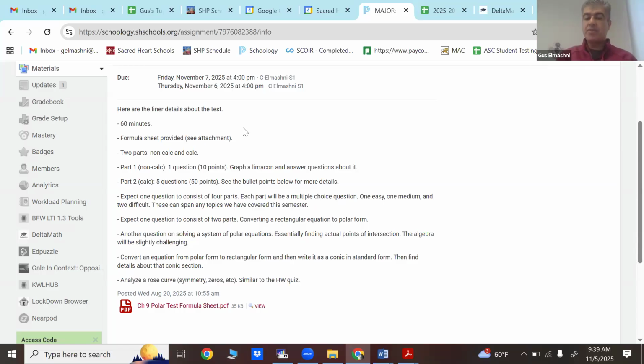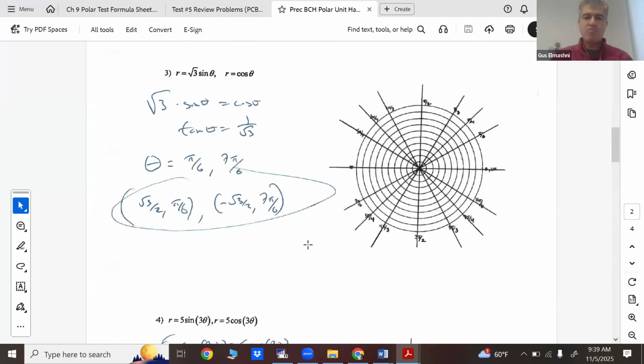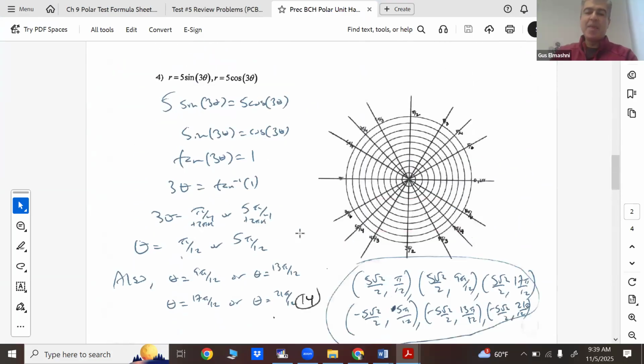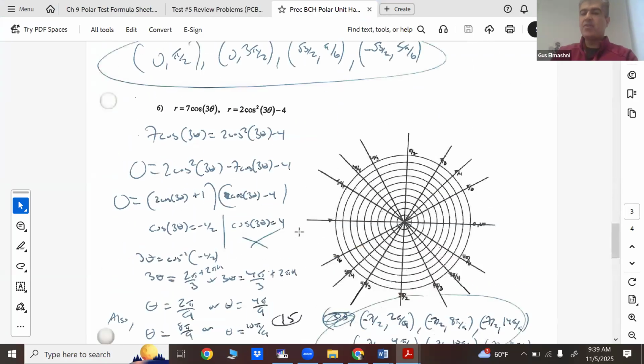Another one will be a system of polar equations, just like we had in the homework. Essentially find exact points of intersection. The algebra will be slightly challenging. What I mean by that, I'm not going to give you something that's too easy. I'm sorry, I'm not going to do that. That's way too easy. You guys are better than that. Maybe something like 4 or something like 6. Because the other algebra is a little more challenging because you have to factor a quadratic where the leading coefficient is not 1. So I think expect something like 6. So I'll have that.